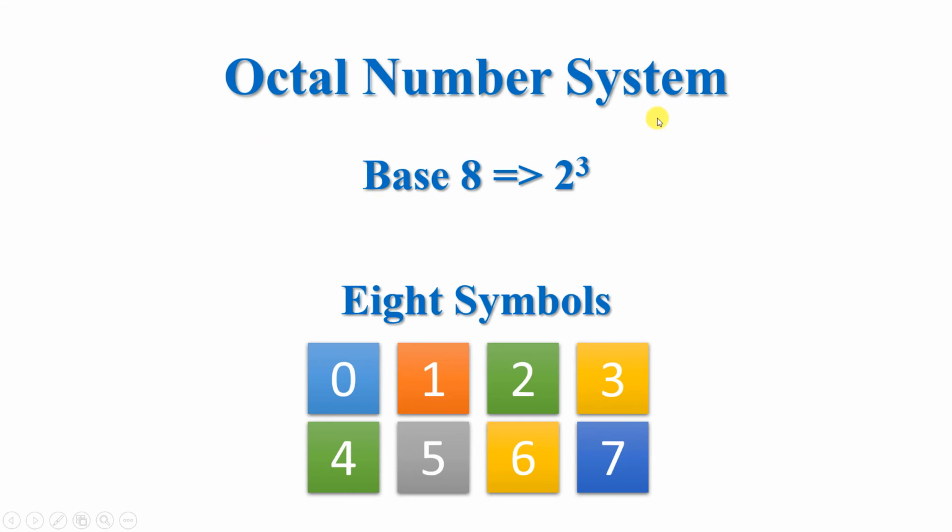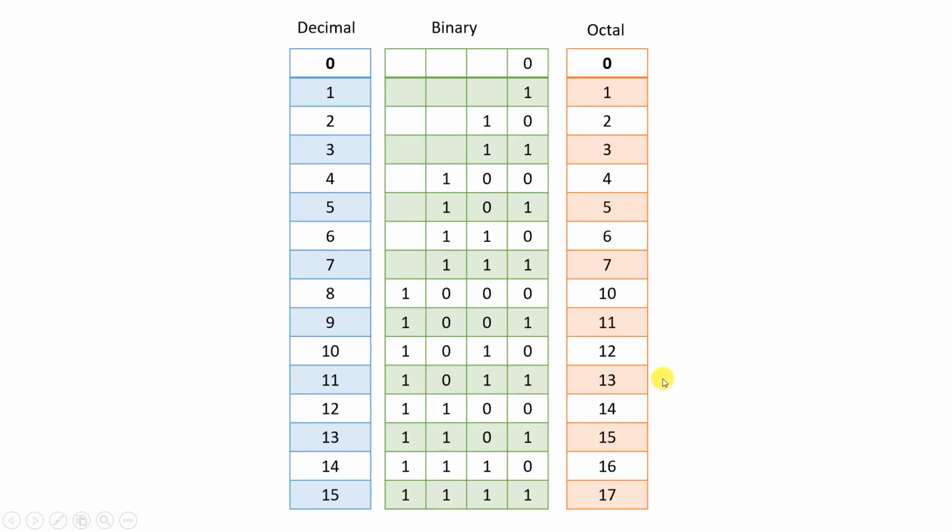Similarly, we can have an octal number system. Base is 8. Why do we study the octal number system? Because it is 2 to the power 3. So it has some relation with the binary number system. We will see the relation in future. So we use 8 symbols from 0 to 7, and that is shown over here, how the number system can be developed. So it is 0, 1, 2, 3, 4, 5, 6, 7.